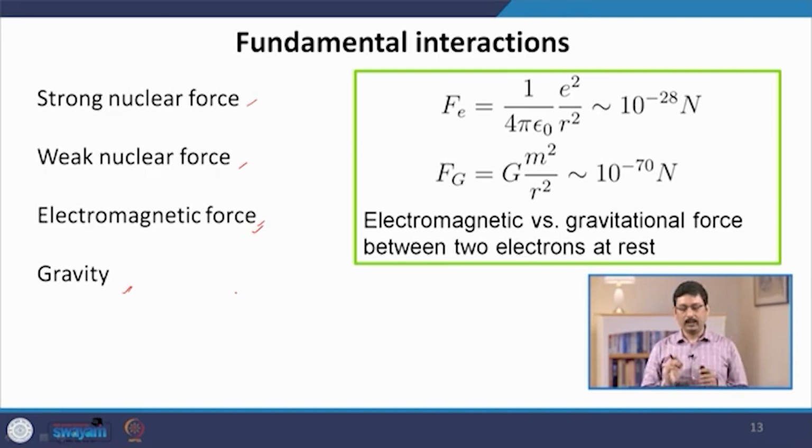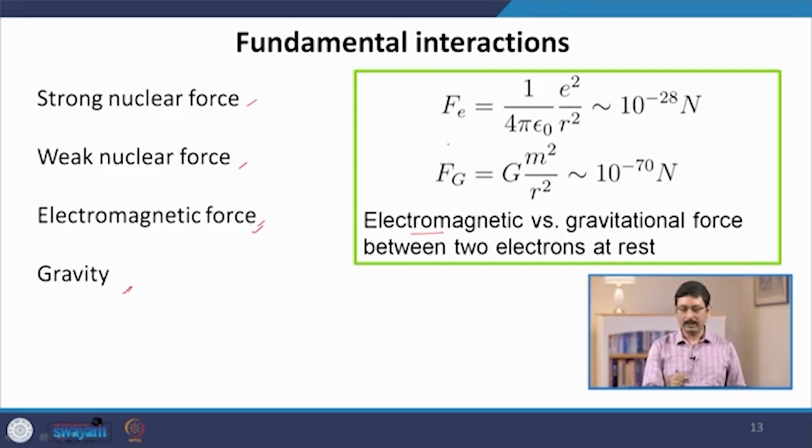So, this is a very fundamental picture. We shall not go into much detail about this picture in this course, but the engineering students should keep this fundamental picture in mind. Now, I point out one interesting fact: the electromagnetic force is usually extremely strong compared to the gravitational force.